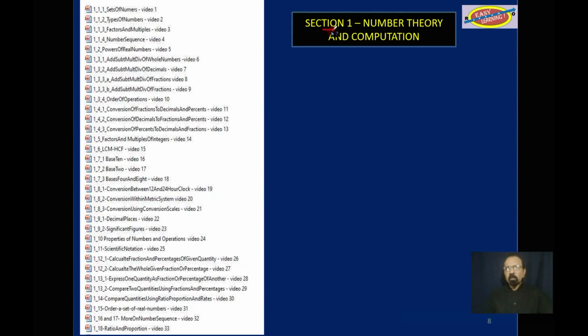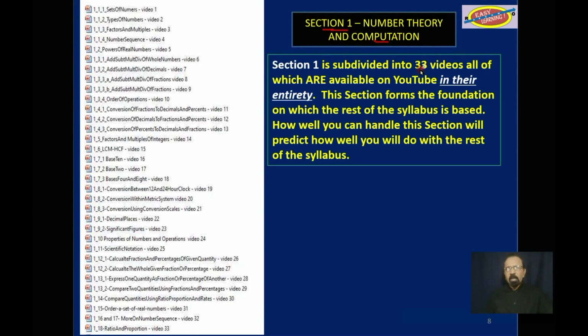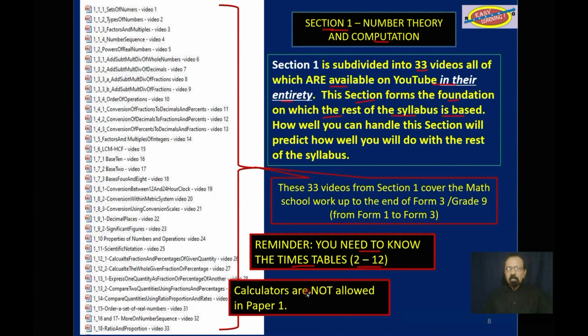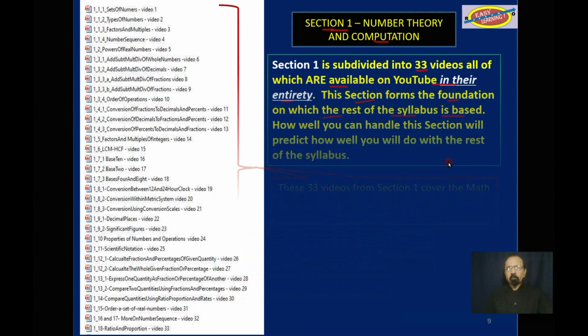Going back to section 1, number theory and computation, I have divided that into 33 videos, and they are all available on YouTube in their entirety, especially since this section forms the foundation on which the rest of the syllabus is based. If you plan to write this exam, this is a reminder that you need to know the times tables from 2 to 12, since calculators are not allowed in paper 1.